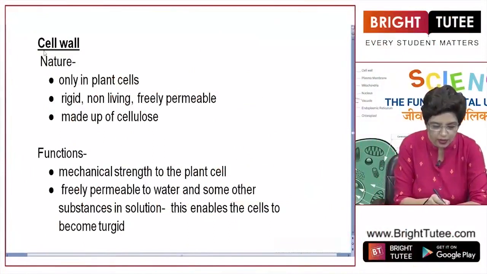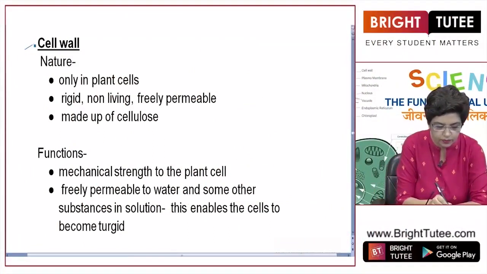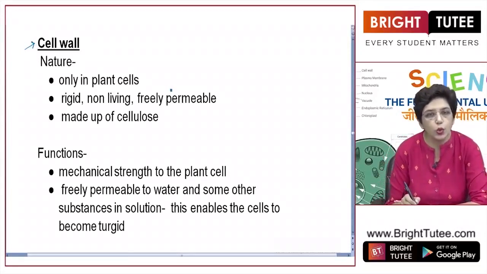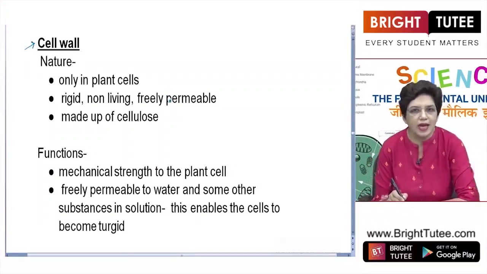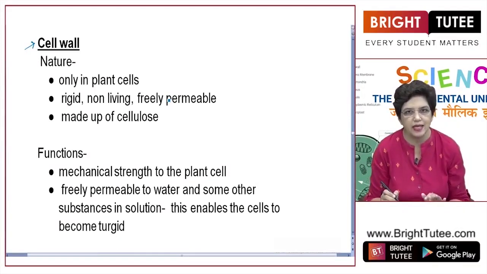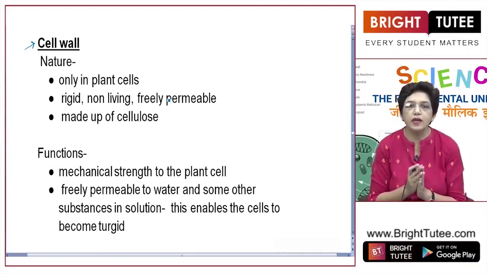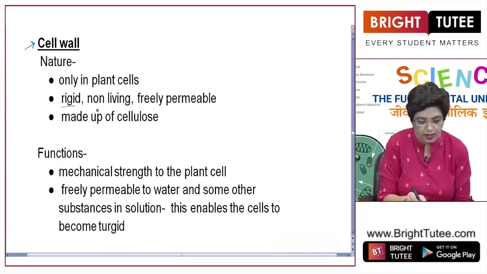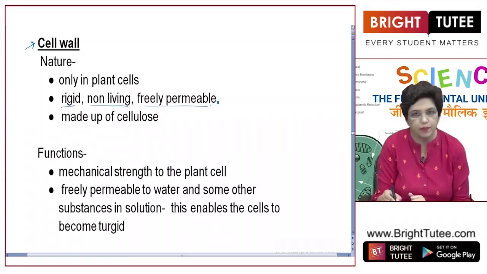So let's start with the cell wall. Okay, cell wall nature: it is present only in the plant cell. In my last video I told you that the main difference between plant cell and animal cell is that the plant cell has another outermost covering which is called the cell wall. It is rigid, it is non-living, and it is freely permeable.